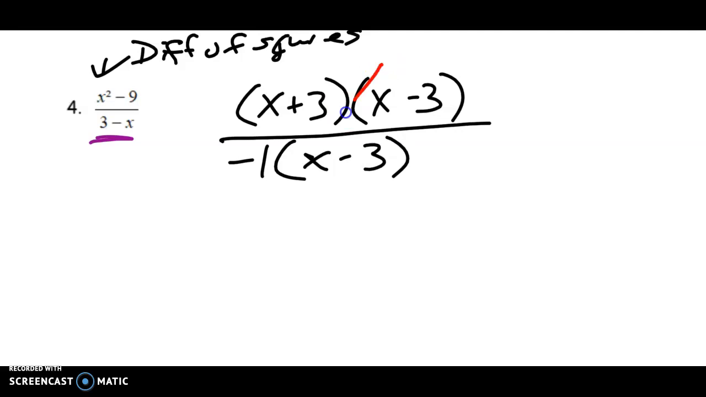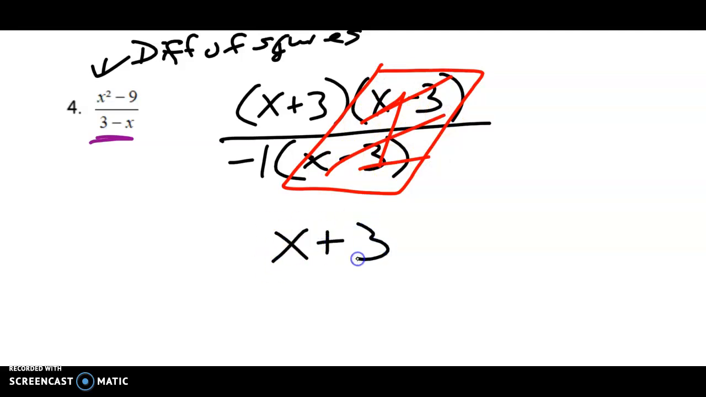So now we look for our form of 1, which we're going to see is right there. So they're both eliminated. And what I end up with is x plus 3 over -1. And if you want, you can rewrite that as -x minus 3.